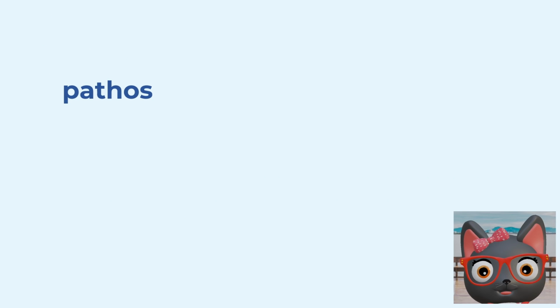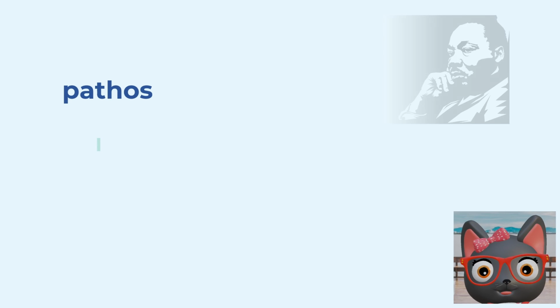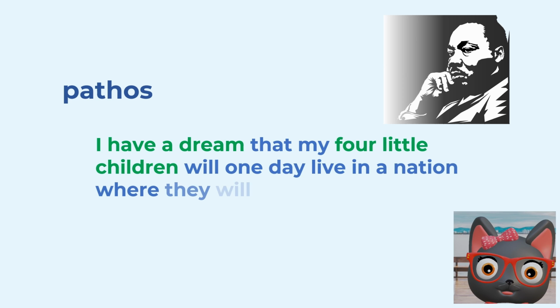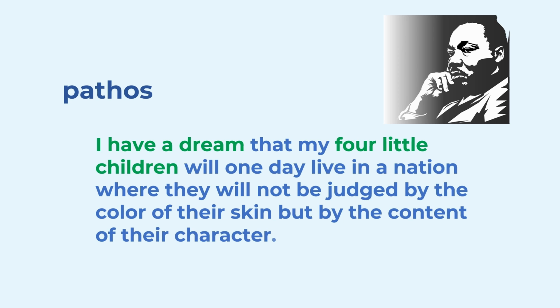Pathos is an appeal to human emotions. In his 1963 I Have a Dream speech, Martin Luther King Jr. said, "I have a dream that my four little children will one day live in a nation where they will not be judged by the color of their skin, but by the content of their character." He appeals to audience emotion by speaking about his family and their future. Doesn't that tug at your heartstrings? Pathos is used to evoke emotions in the audience and help them connect with the speaker or character's lives.